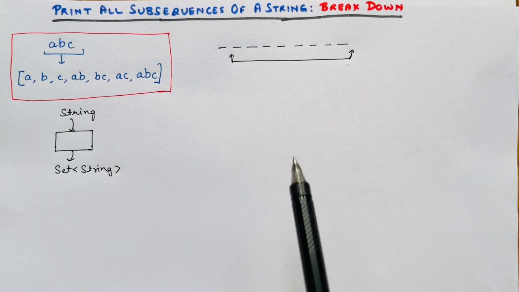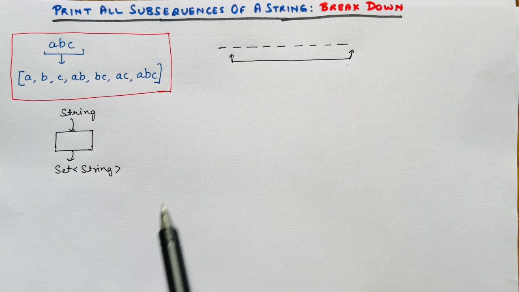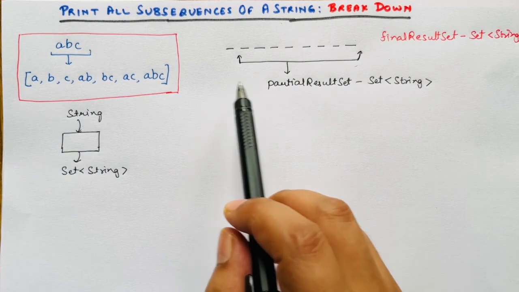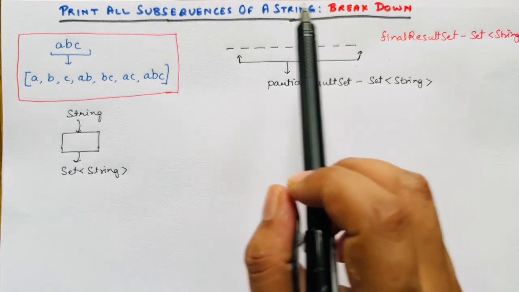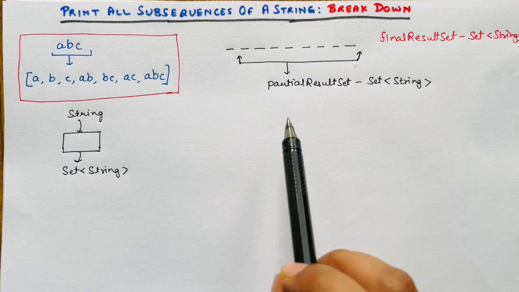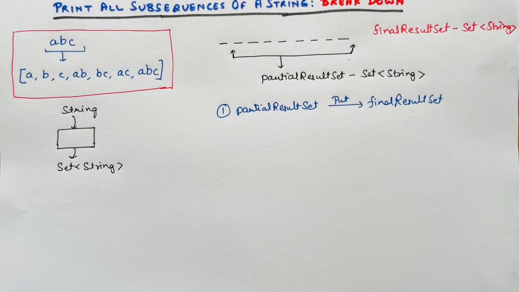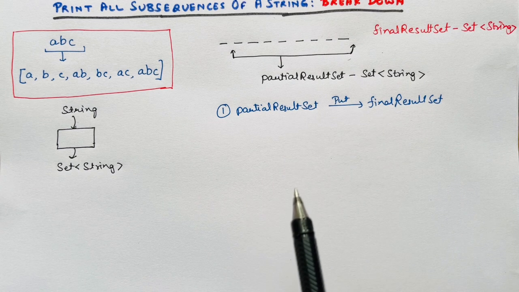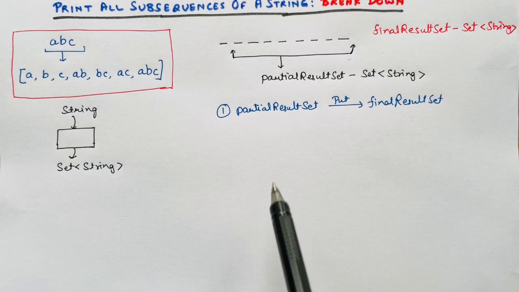Let's see. So what will the answer to this substring look like? It will also be a set of strings because it is nothing but the subsequences of this substring. Let us call the answer to this the partial result set, which is a set of strings. And let us call the final answer that we have to derive for the whole string the final result set. Now let's see how we can use the partial result set to arrive at the final result set. First thing is that we can add all elements of the partial result set into our final result set. Why? Because all subsequences of this string are by definition subsequences of the whole string.